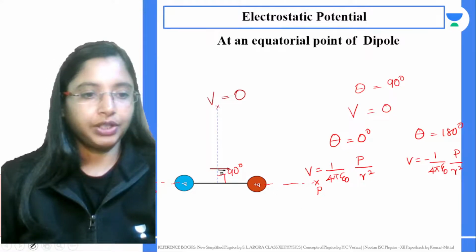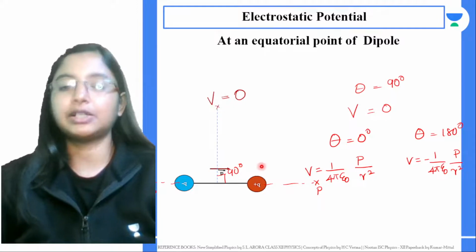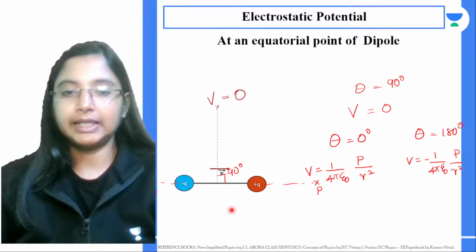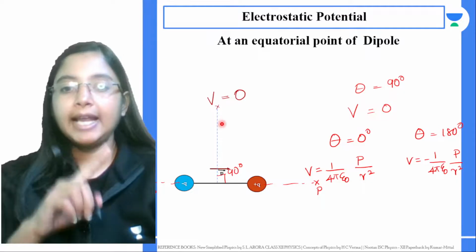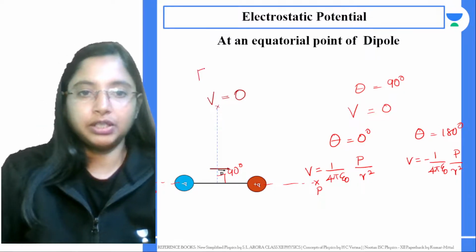Okay, here if you see, at this point, potential is 0, but electric field at this point is actually not 0. Electric potential in this place is negative and this place is positive, but everywhere around, the field exists, whether on the axial line or the equatorial line, electric field doesn't go 0. Only the potential at this point is 0. Electric field at this point is not 0.